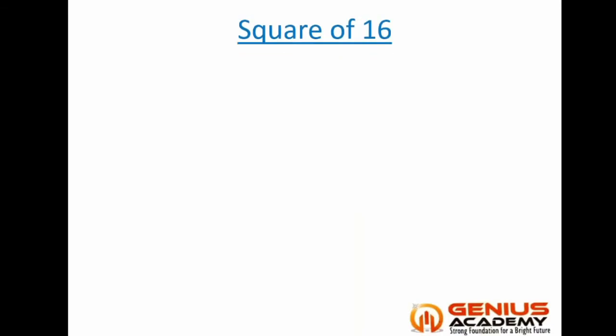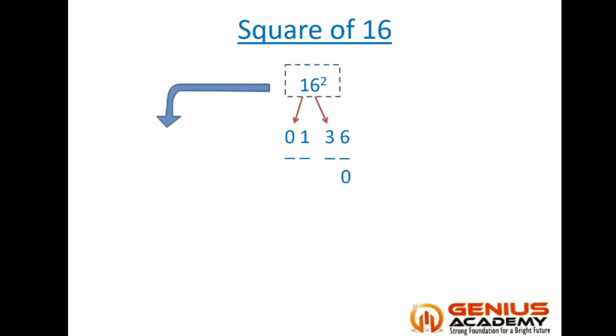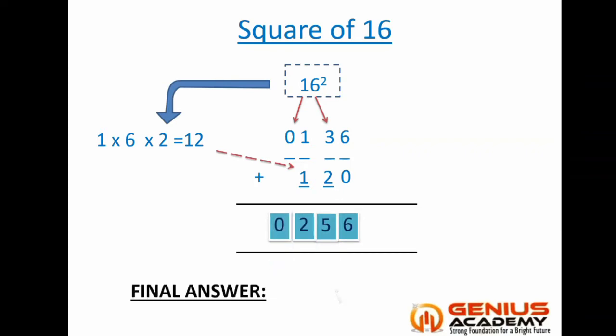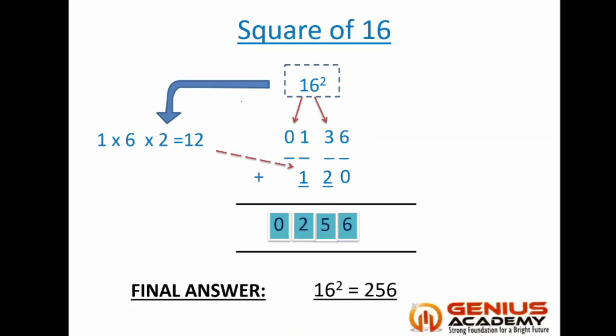Let us find the square of 16. For 16 square, we do 1 square, that is 0, 1. 6 square, 36. Let us put 0 here. And then we multiply these three numbers. 1 into 6 into 2 is 12. Let us put 12 here and add these two numbers. And we get the answer. It is 256. So the final answer, 16 square is 256.